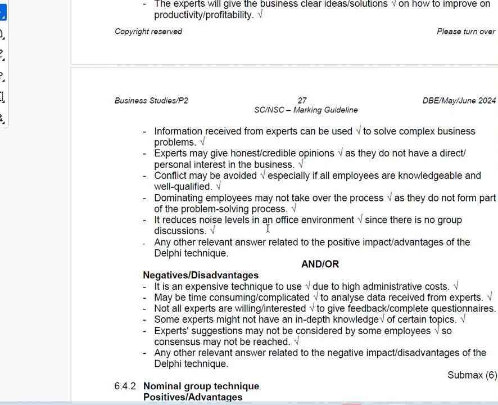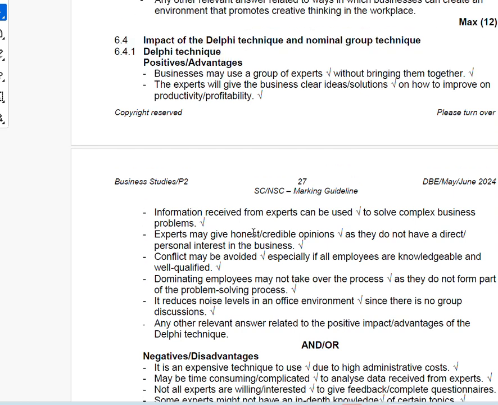That means you have negative points and the positive points. It's just that now your points will not be so many. That means you'll have 3 for your negative and 3 for your positive. Now let's see what we have. Positive advantages of the Delphi technique.